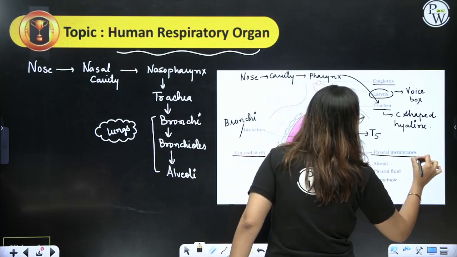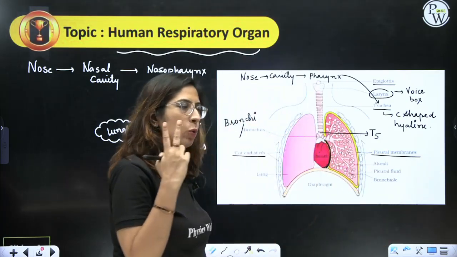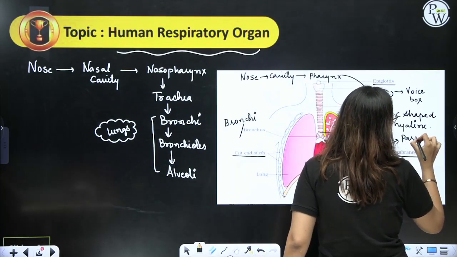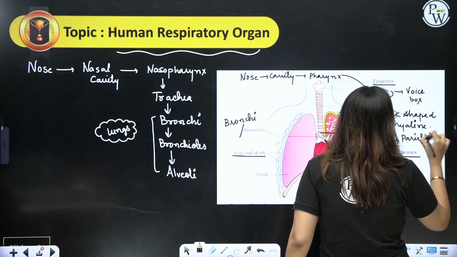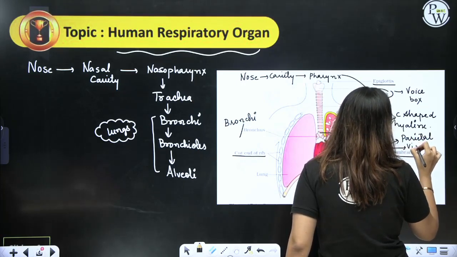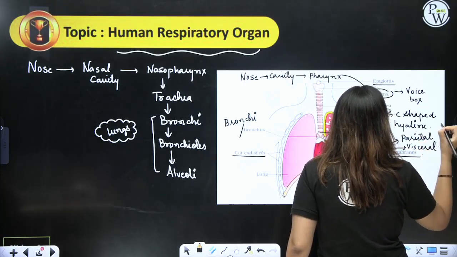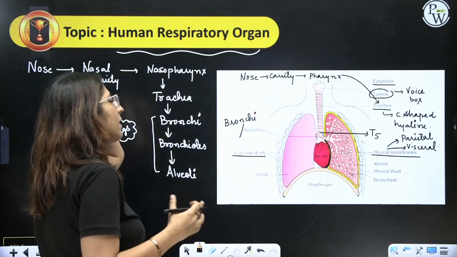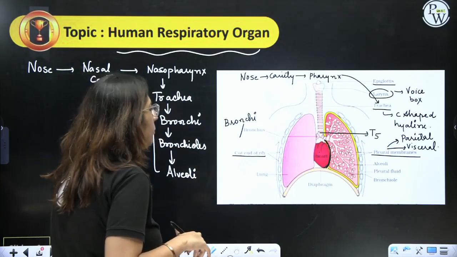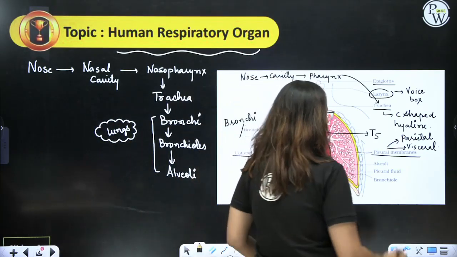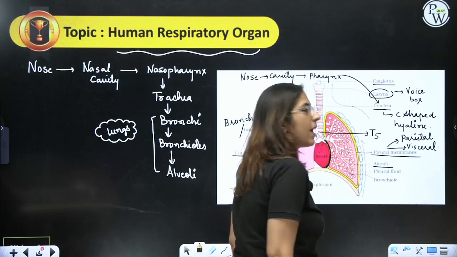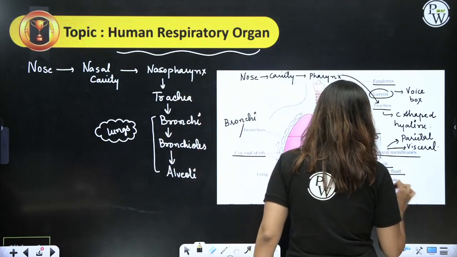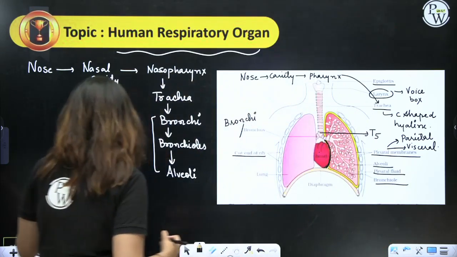There we are having some pleural membranes also. Two membranes are there which cover the lungs. One is termed as the parietal pleura, which is towards the outer side, and the second is termed as the visceral pleura, which is towards the inner side. In between them, we have the pleural fluid, which prevents the lungs from collapsing when they increase or decrease in their volumes. Ultimately, we have the alveoli where maximum gaseous exchange occurs. Pleural fluid is there, bronchioles are there. Let's talk further about this.